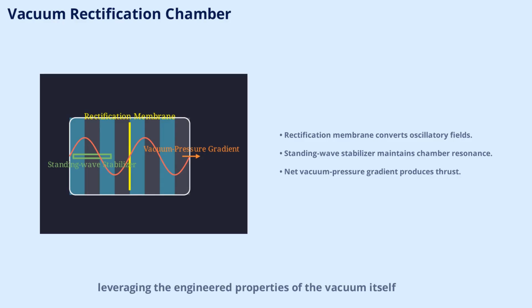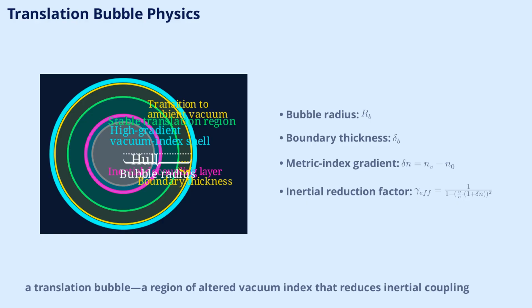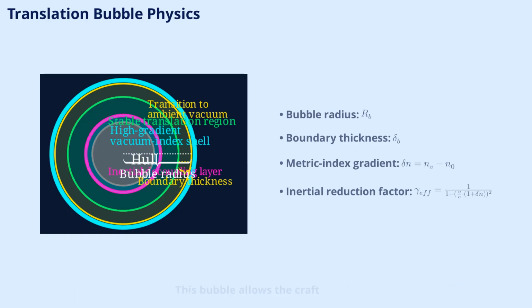A defining feature of the HFPTD is its ability to form a translation bubble, a region of altered vacuum index that reduces inertial coupling. This bubble allows the craft to achieve extreme accelerations and velocities, with the boundary layer precisely controlled for stability. The translation bubble is not a traditional warp field, but a localized metric envelope, engineered for both speed and safety.